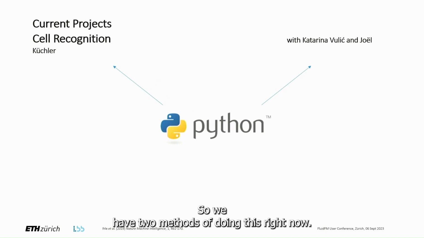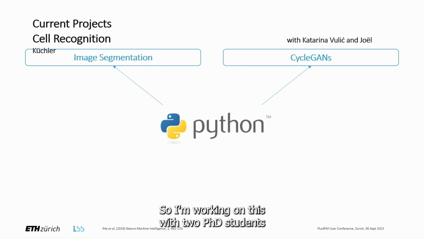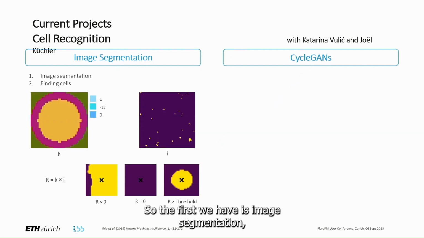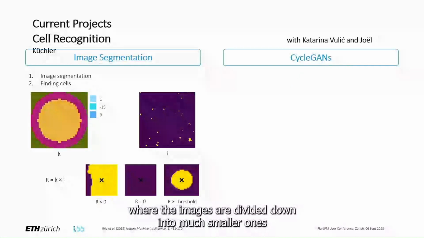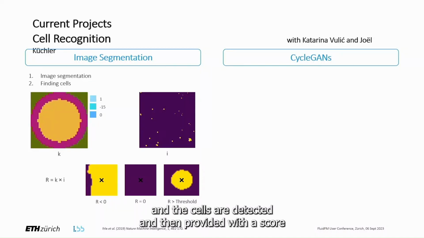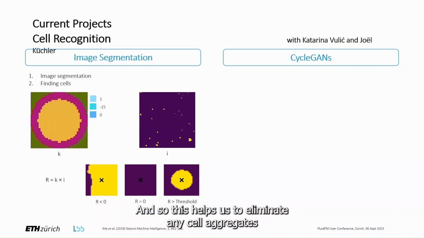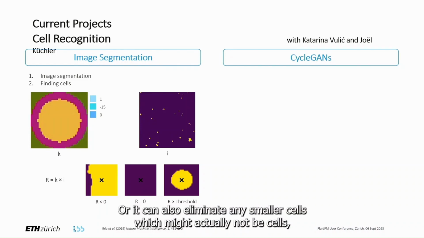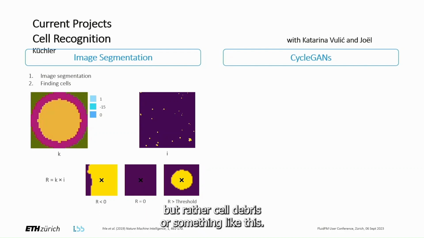So we have 2 methods of doing this right now. I'm working on this with 2 PhD students in our lab, Katerina and Joelle. Currently we're working on 2 methods in order to figure out which one is the best. The first is image segmentation, where the images are divided down into much smaller ones, and the cells are detected and then provided with a score based on their size and shape. This helps us to eliminate any cell aggregates that might show up, which we don't want to pick, or it can also eliminate any smaller cells, which might actually not be cells, but rather cell debris or something like this.